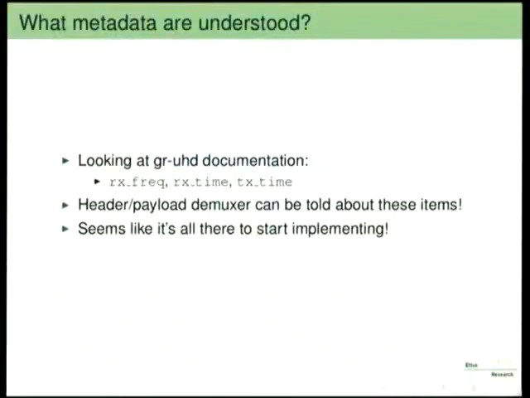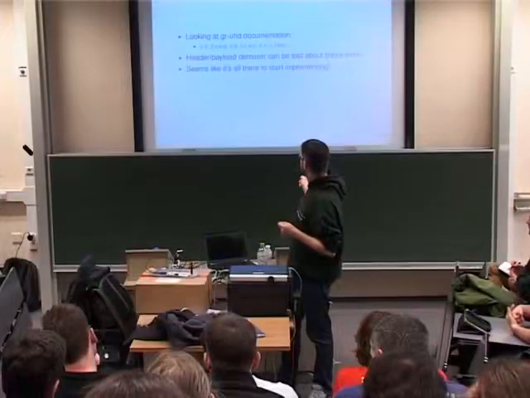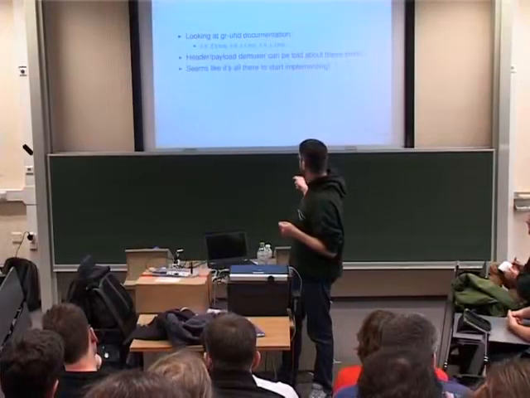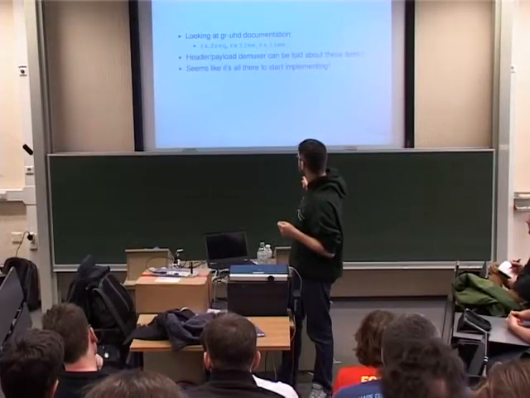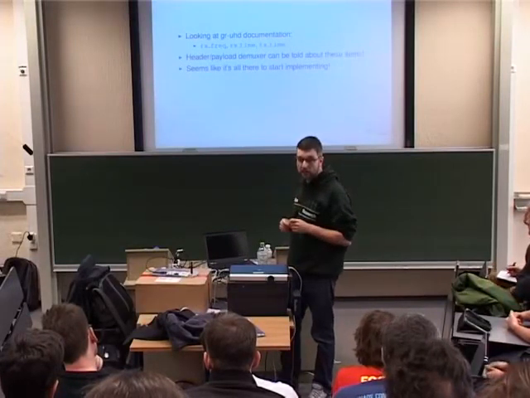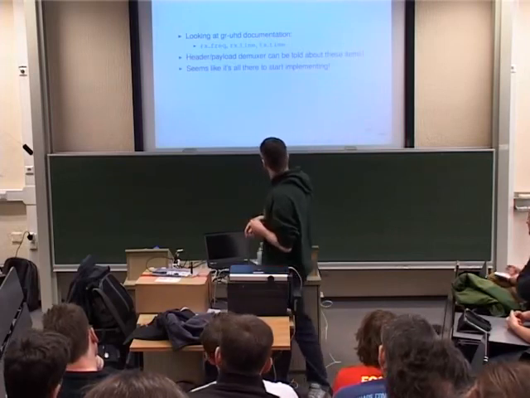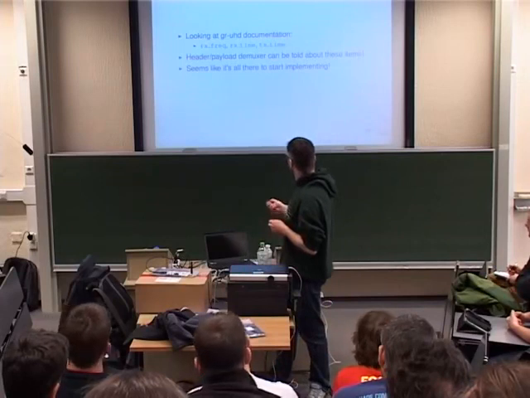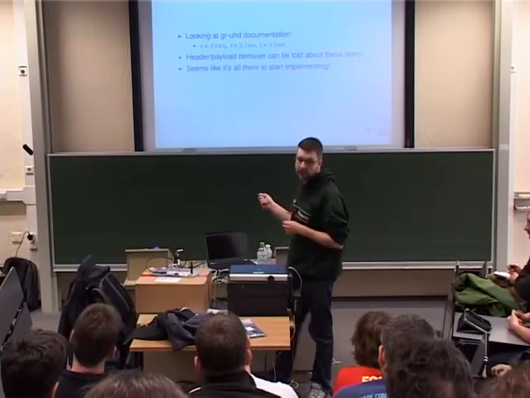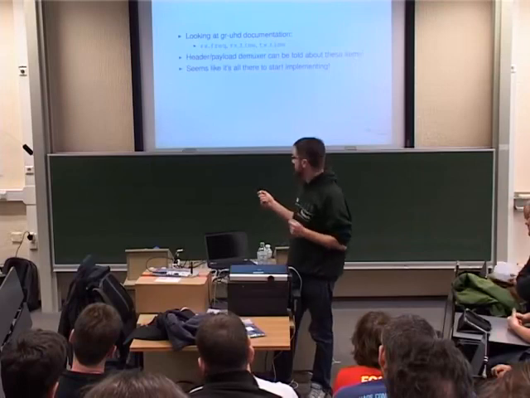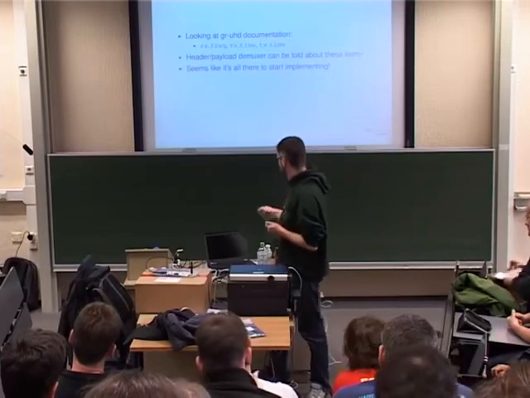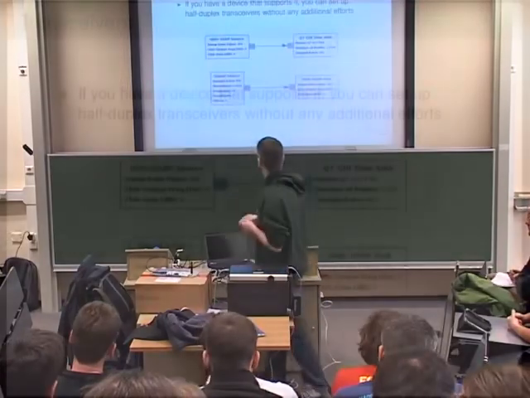And what metadata is actually important in GNU Radio? If we have a look at the GRUHD documentation, which is the part of GNU Radio that speaks to my USRP, we know there's a couple of tags that have special meanings. Very interesting in this case are RX time and TX time, because they control the actual timing. The header payload demultiplexer can also understand these tags and any other tags. So it seems it's actually not that hard to go ahead and start playing around.